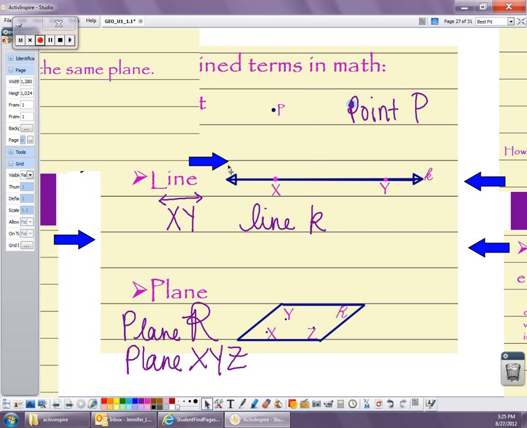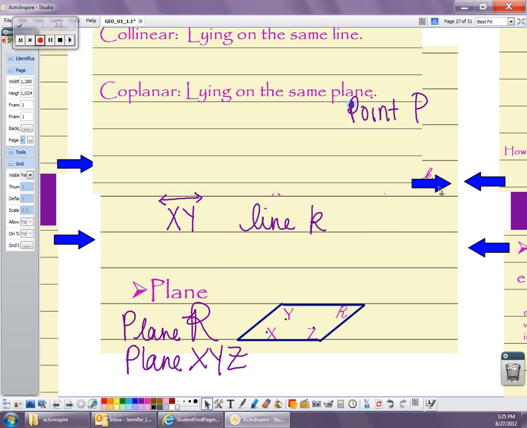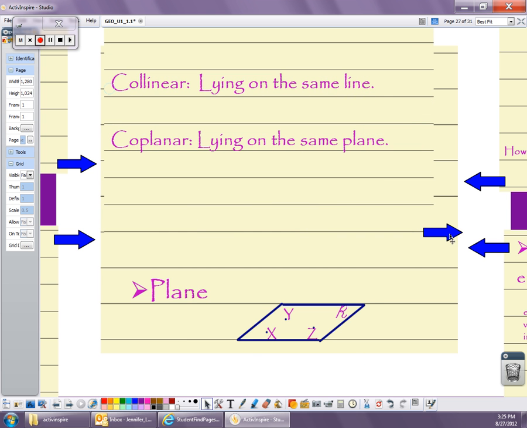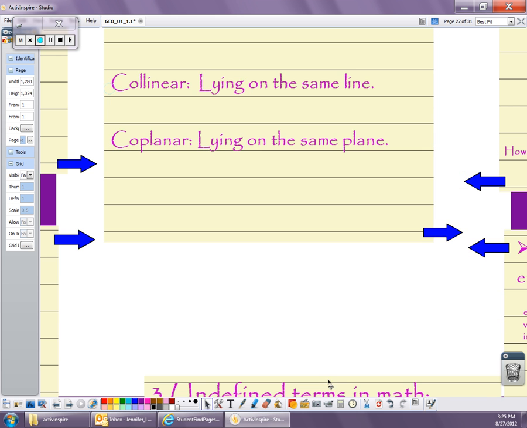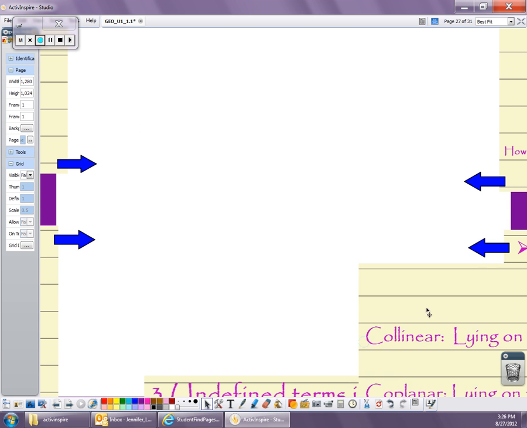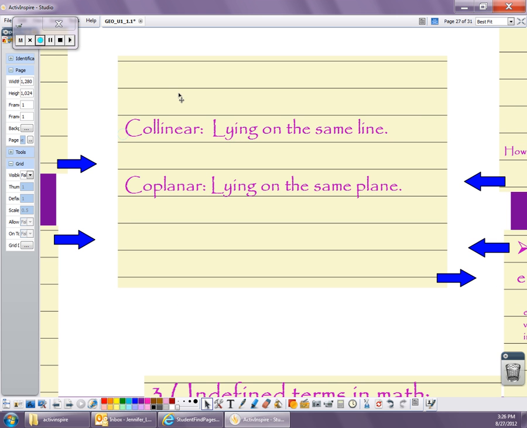The next thing that I want you to know: collinear means lying on the same line, and coplanar means lying on the same plane. We'll discuss that more tomorrow. I just want you to at least have these definitions. Remember that this is section 1.1 in your book, so you can also write out the definition from your book. Collinear, lying on the same line. Coplanar, lying on the same plane.